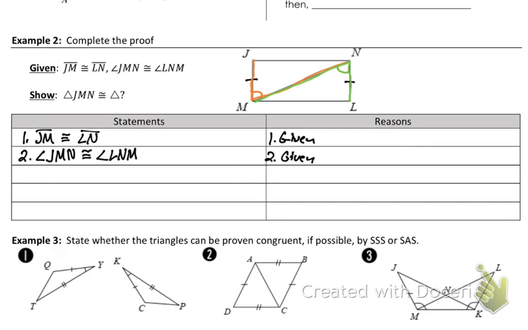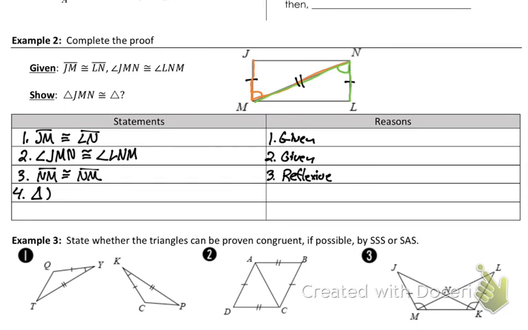What was that? The reflexive property. Look at this shared side. That shared side automatically means I can put tick marks on it. It shares that side. So I can say NM is congruent to NM because of the reflexive. And now I have side, angle, side, and side, angle, side. So both of them are matched up from side, angle, side. So we are done. We're on step 4.